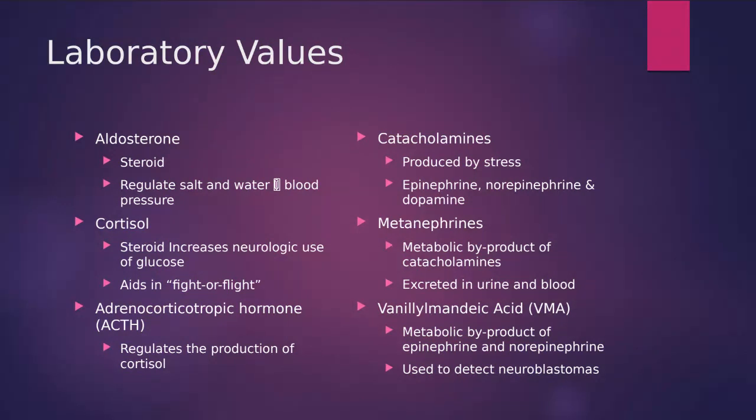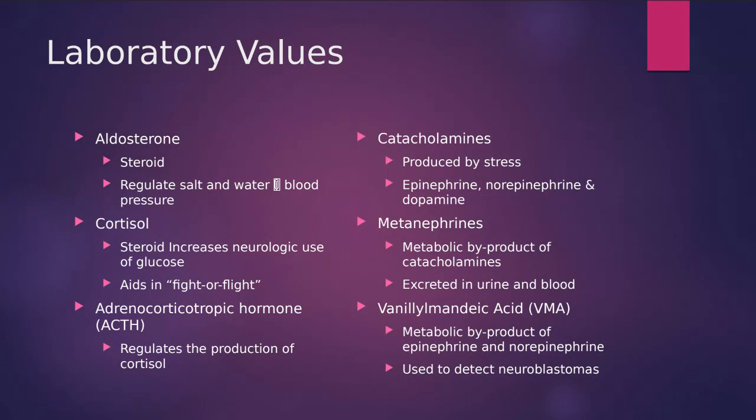We also have catecholamines. These are going to be produced by those stressful situations that we are responding to. So this is not cortisol. This is not ACTH. This is something different, right? This is our epinephrine, our norepinephrine, and our dopamine. These are going to be produced by stress. These aren't useful in stress, but it's produced by the stressful situation.